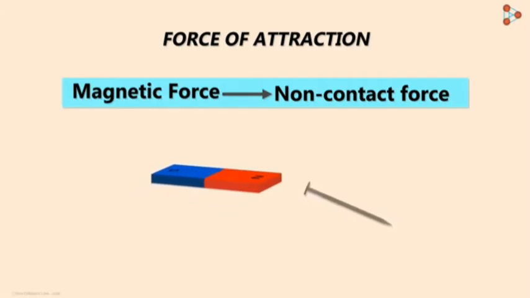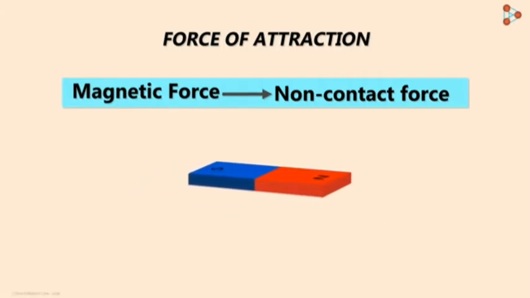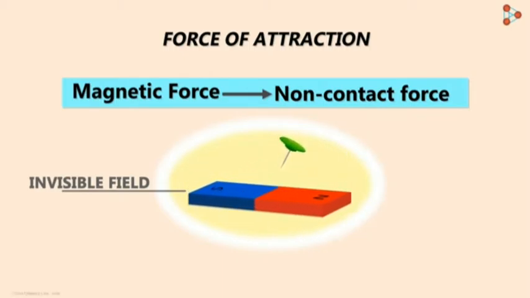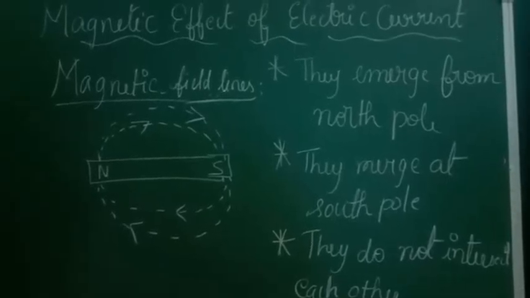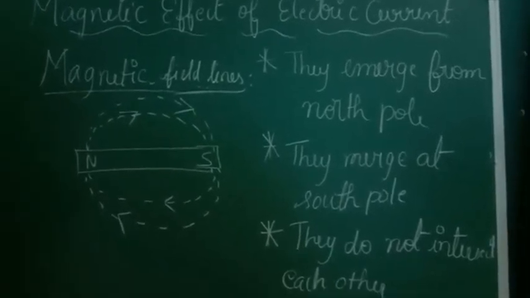But what does this non-contact nature of the magnetic force tell us? It tells us that there is an invisible field produced by the magnet in the space around it. If you bring any ferromagnetic material into this field, it experiences that force of attraction. We cannot see this field, but it exists. This field is produced by a magnet and hence it's called a magnetic field. So I hope you are clear on what a magnet is and what magnetic force is.